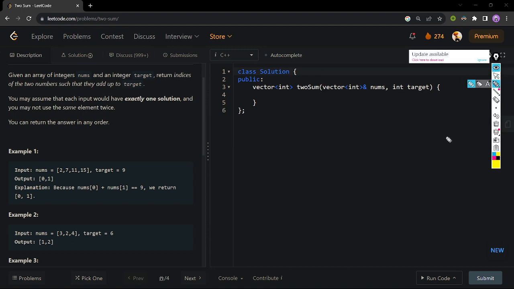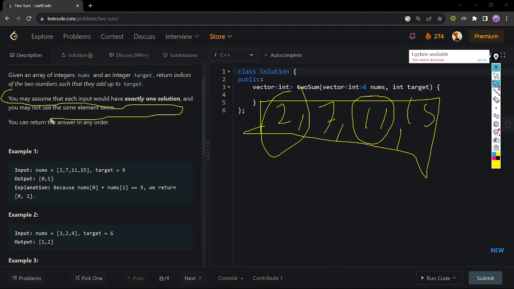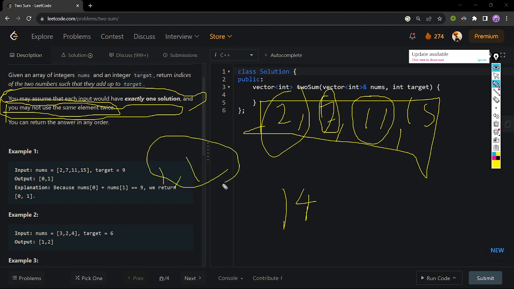So the question is, you are given an array. Suppose this is the array, and the example given is 2, 7, 11, 15, and you have to find two indices, this and this, and these elements must be different. That means you may assume that each input would have exactly one solution and may not use the same element twice. It means that if you have to find 14, then you cannot use 7 and 7. That means you cannot return 1 and 1.